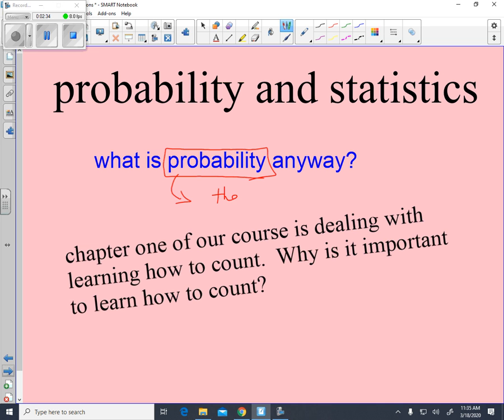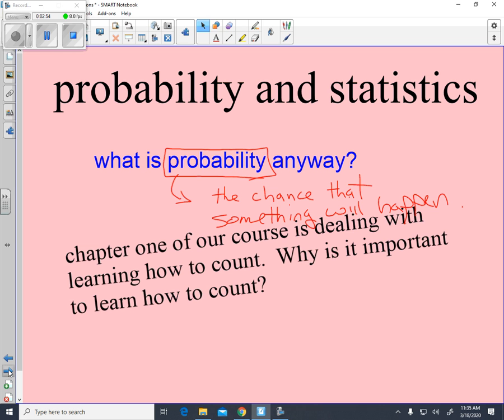So let's keep it super basic. Probability is, I'm going to use the word chance. It's the chance that something will happen or occur. There we go. We'll keep it basic. The chance that something will happen. And when we calculate a probability, we're going to have a numerical value that describes that chance. So to calculate those numerical values, we need to be able to count. And that's what we're doing in this first unit, learning how to determine how large a sample size is for an event.